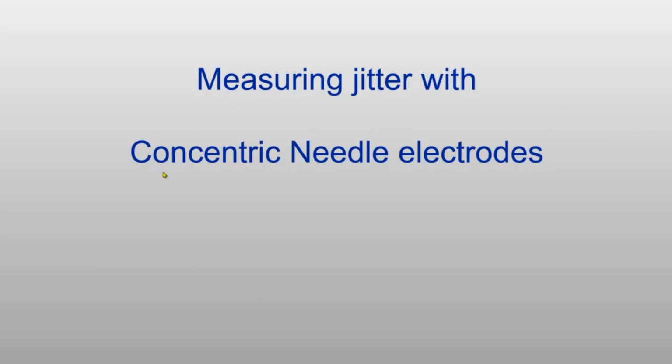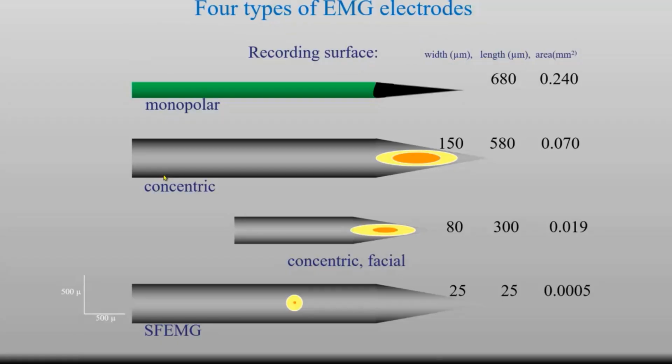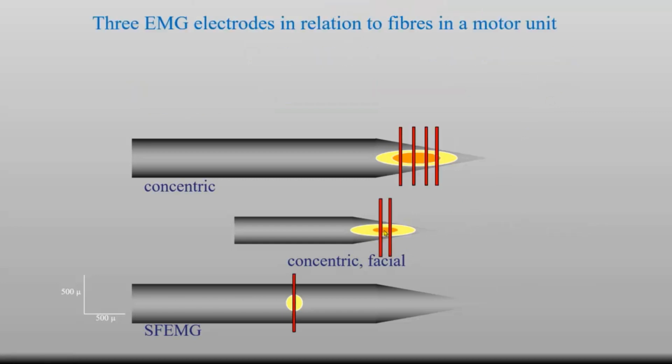Because of restrictions of only using disposable material, we also had to look at other alternatives to the single fiber electrode and found that the concentric needle electrode of the smallest kind, namely those that we call facial needle, can be used. Here is the comparison between different electrodes: monopolar, the concentric needle electrode, the regular type, and the facial type, and the single fiber. And here is the size of the recording surface, and you see how much smaller the single fiber is, but this one, facial, is also much smaller than the conventional concentric electrode, and certainly much, much less than the monopolar. So we have chosen the concentric facial needle to be used for jitter measurements.